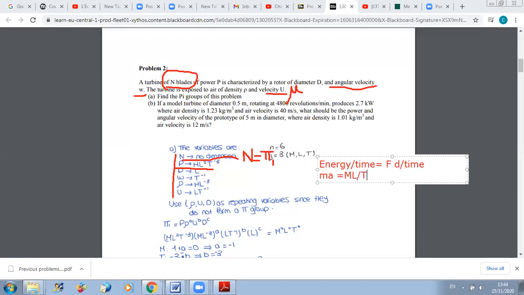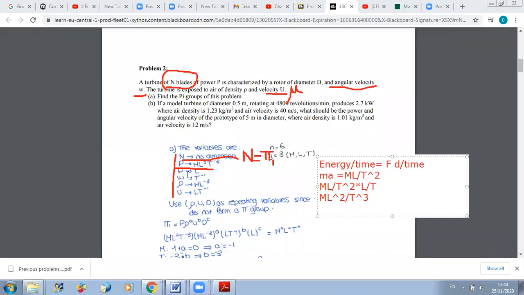Over t square. Okay, now I want to multiply F by D. The unit of F is here, this is ml over t square. I will put it again here. And the unit of D is length, so it's times L. And finally, for time, I'm dividing again by t. So as a result, I will obtain ml square over t cube. So this is the unit of power.